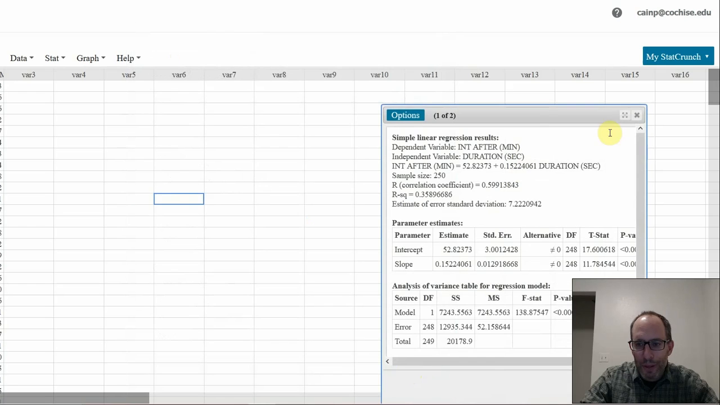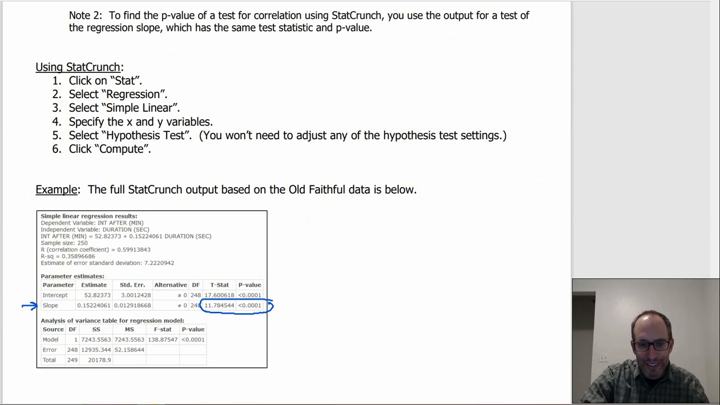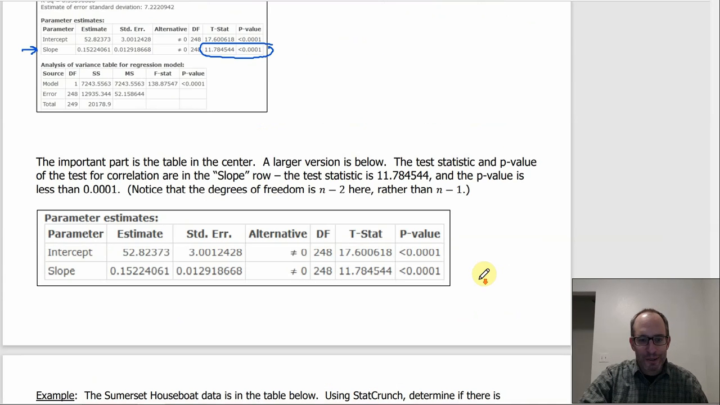There, and then there they are. That 11.785, roughly, is the test statistic that's in the notes, and then the p-value is less than 0.0001. So that's what we wanted to get, right? That's what's supposed to happen here, and we got it. That's good.